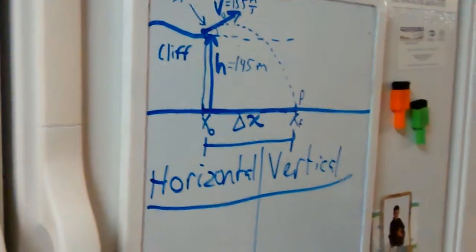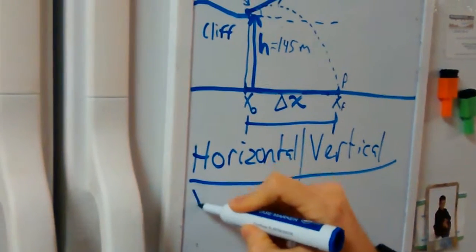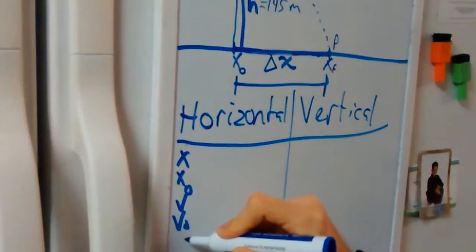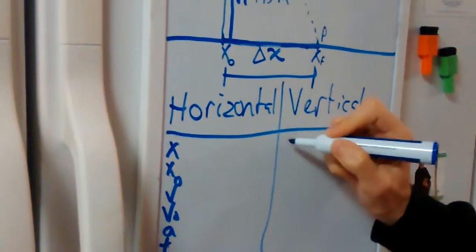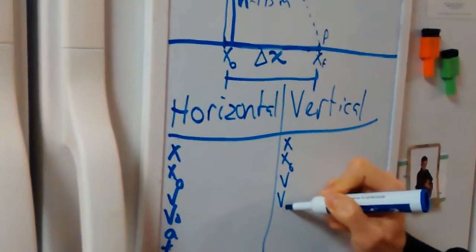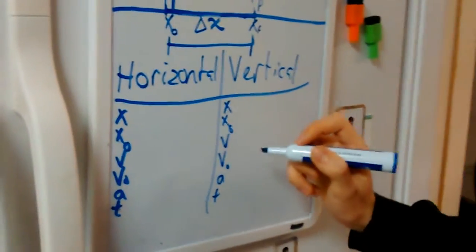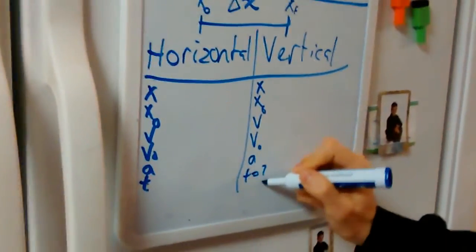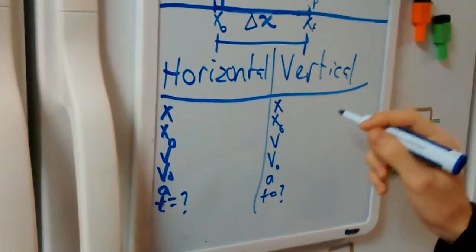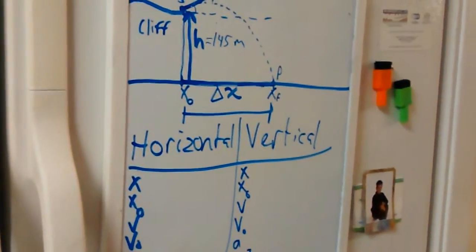So I always list 6 things when it comes to projectiles. We have x, x naught, v, v naught, a, and t. Vertical, we have the same thing: x, x naught, v, v naught, a, and t. In this case we're looking for t. So we're going to put question marks for both. And we know that the time would be the same horizontally and vertically. The time for this projectile to land at point P would be the exact same.